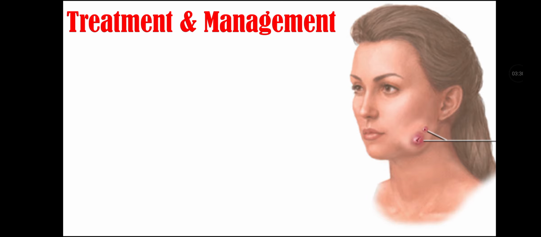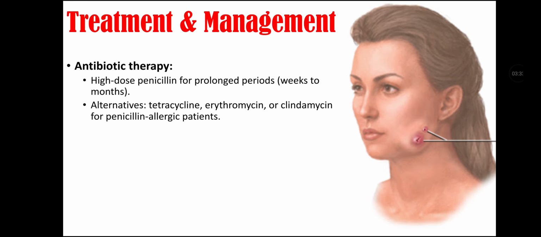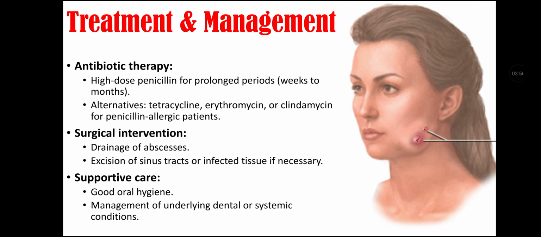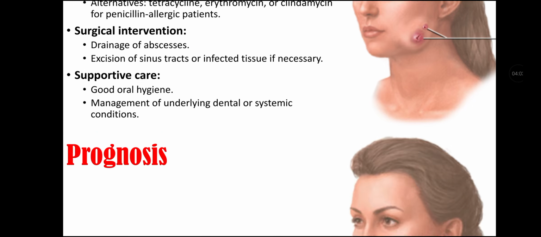Treatment and management. First, we do antibiotic therapy that includes high dose penicillin for prolonged periods that includes weeks to months. Alternatives for high-dose penicillin are tetracycline, erythromycin, clindamycin for penicillin allergic patients. Then we can also do surgical intervention, that is drainage of abscess and excision of sinus tract or infected tissue if necessary. We also provide supportive care that includes good oral hygiene and management of underlying dental or systemic conditions.